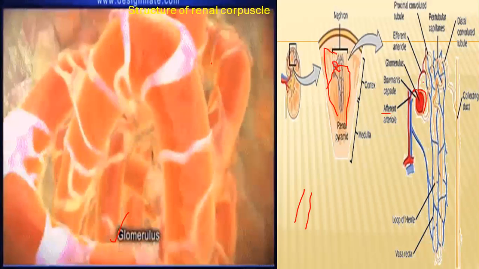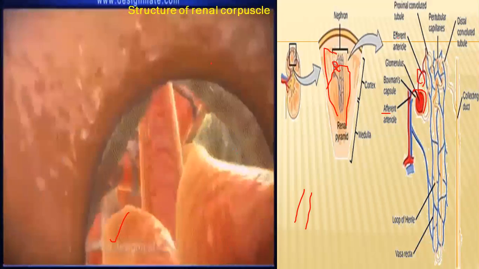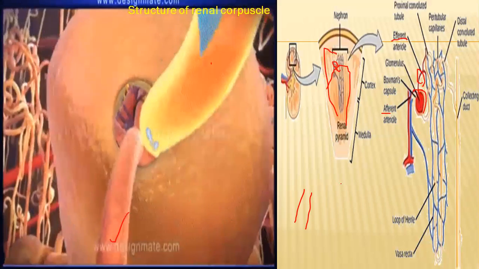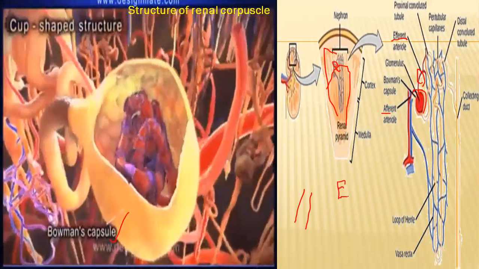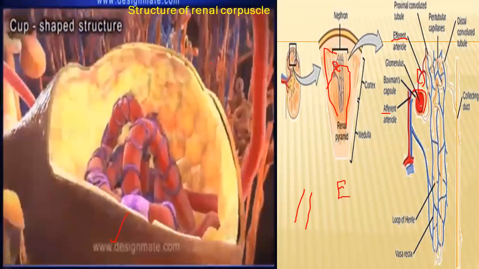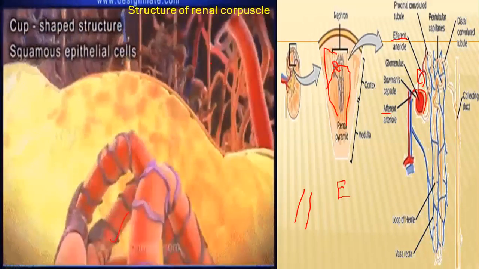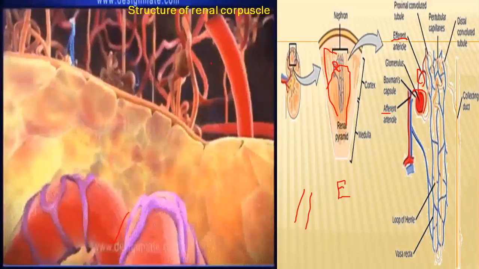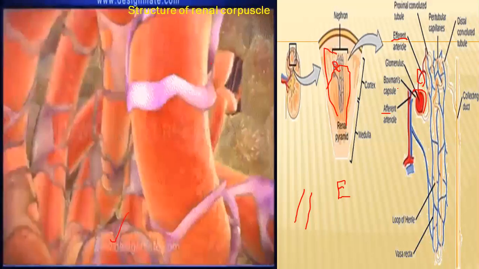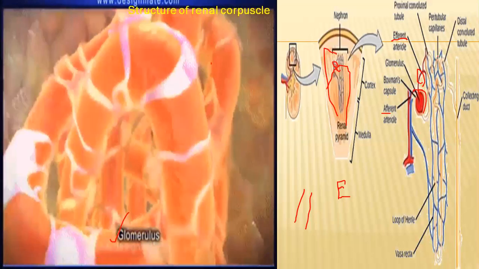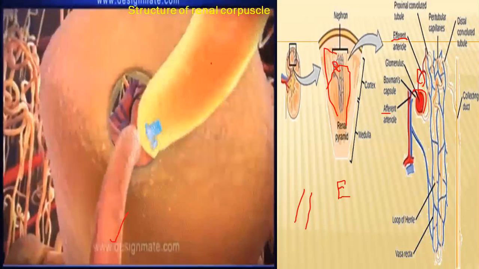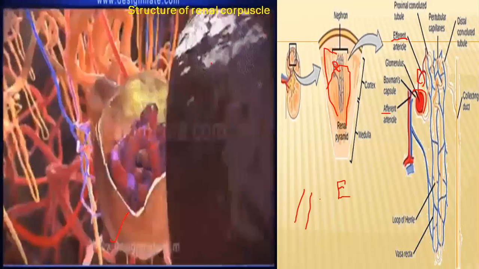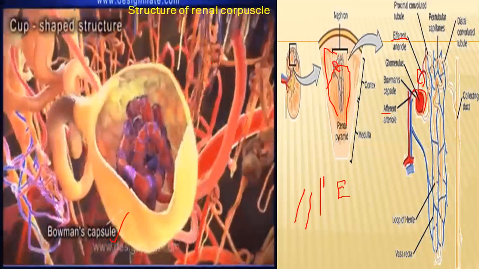Opposite to that is the efferent arteriole. Efferent comes from E, meaning exit: it takes the blood out of that part, away from that part. That is why it is called the efferent arteriole, and it has a smaller diameter.